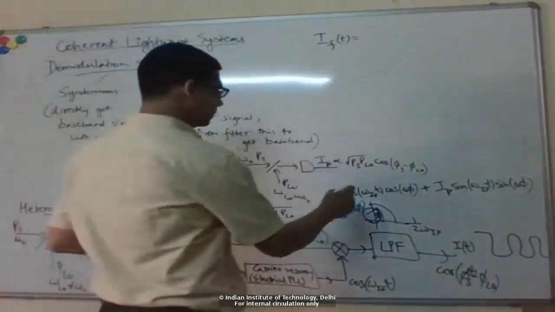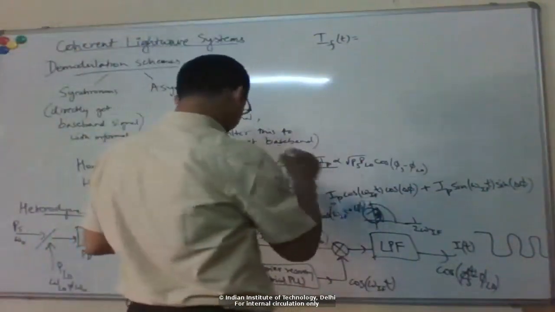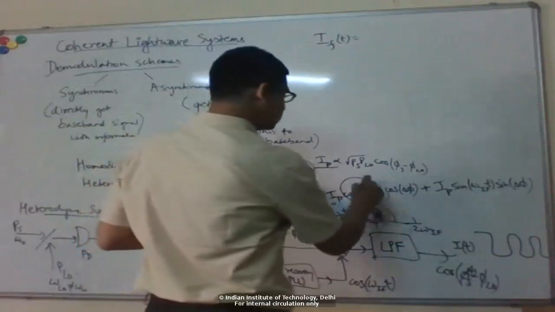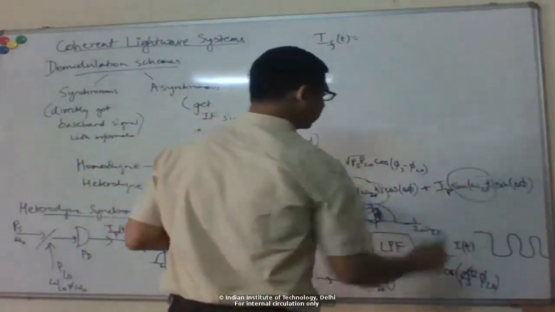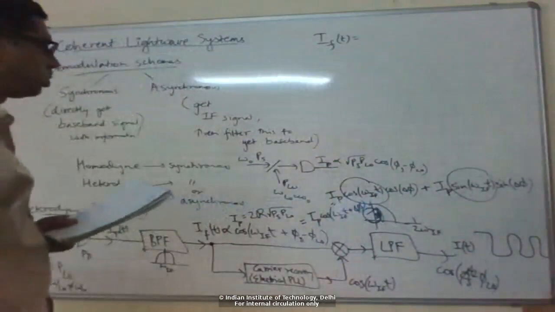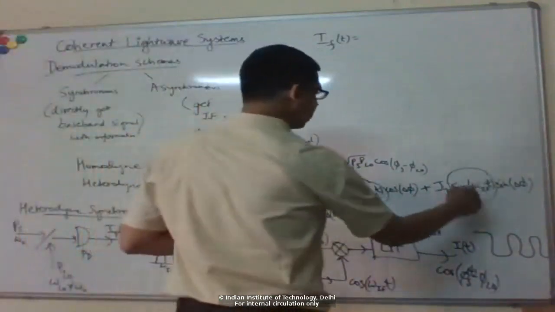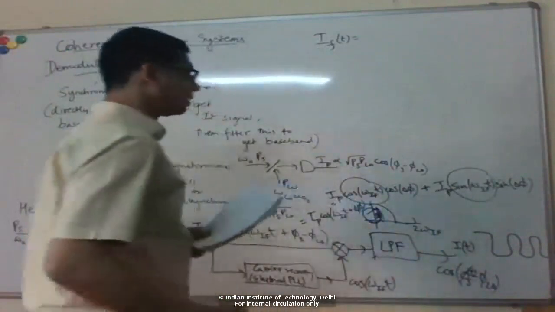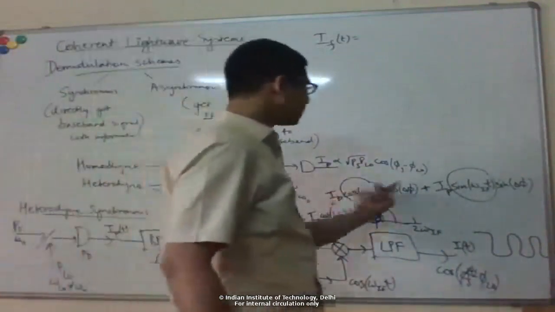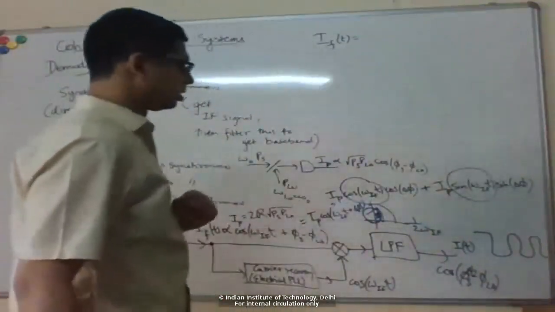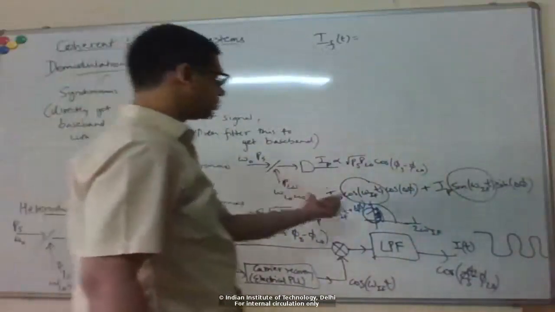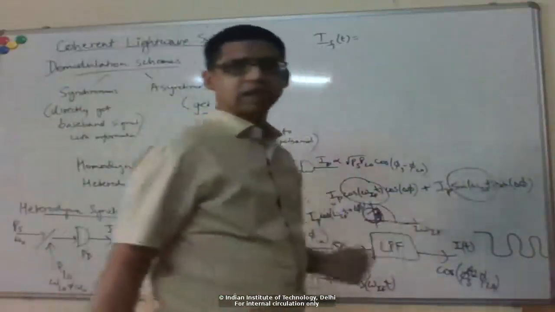Okay, so you can see these two are quadrature terms, if that term is familiar to you. This part of the current goes as cosine omega t, whereas this part goes as sine omega t. These are what are known as the in-phase and quadrature-phase parts of the current, the I and Q parts of the current.